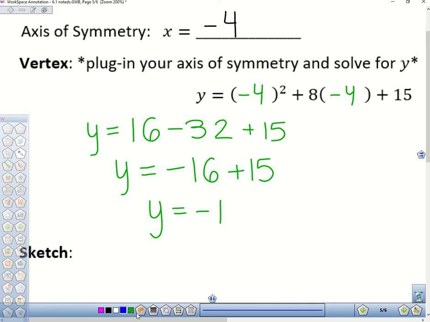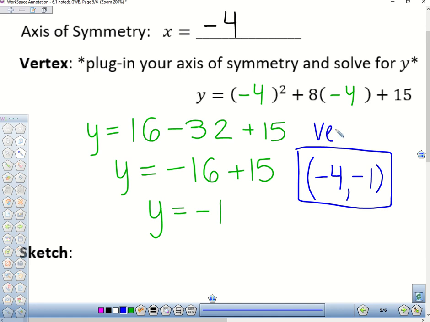All right. So now we're gonna move into the vertex. So the vertex is always whatever your axis of symmetry is, negative 4, comma, the y value that you just found. And this is what we call our vertex. It should always be an ordered pair. It's not a vertex if it's not an ordered pair.